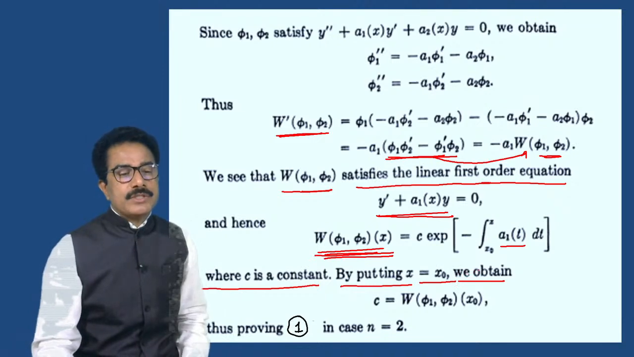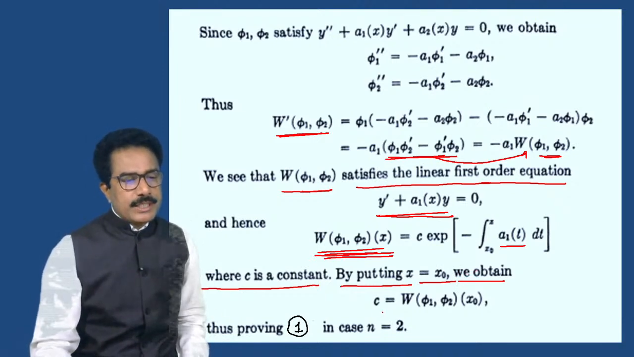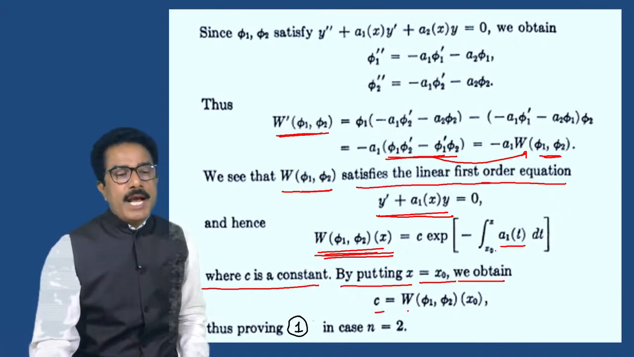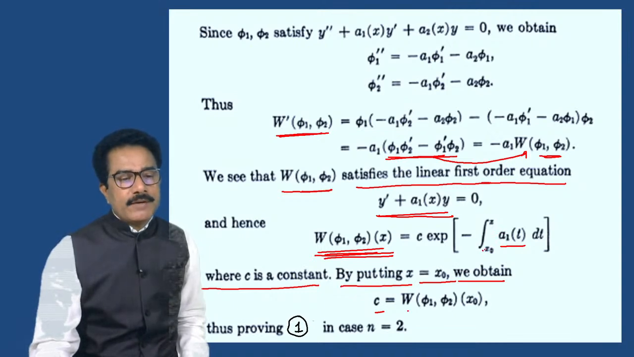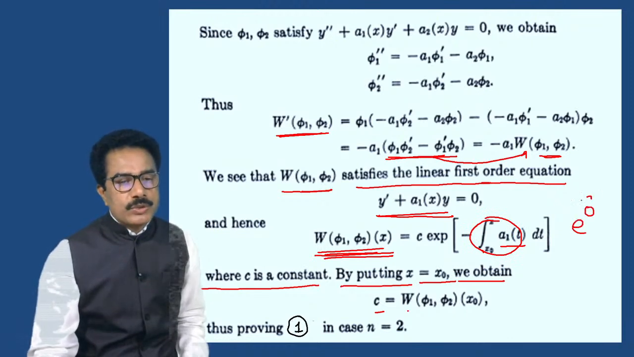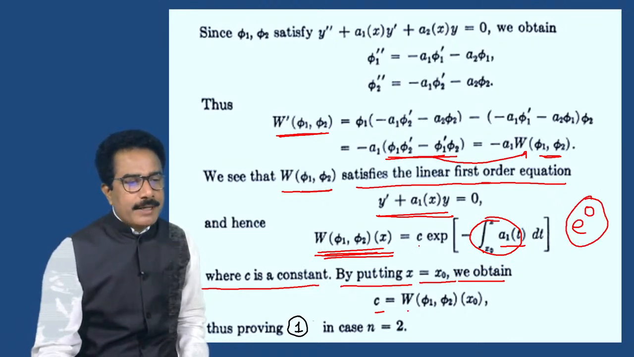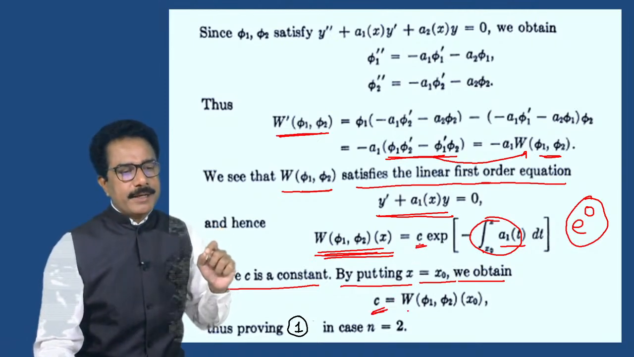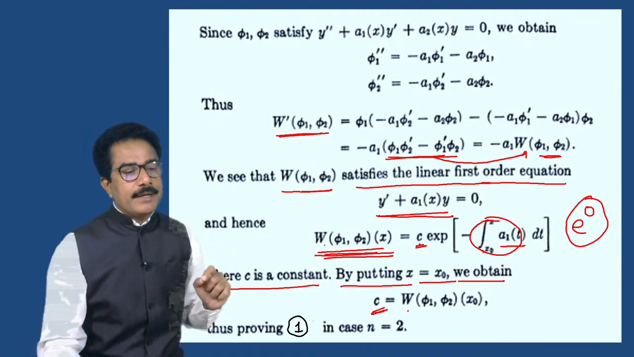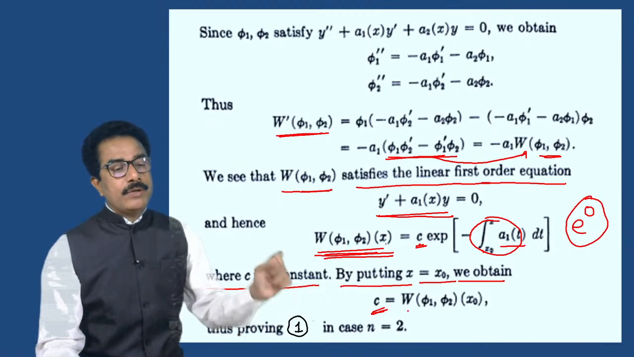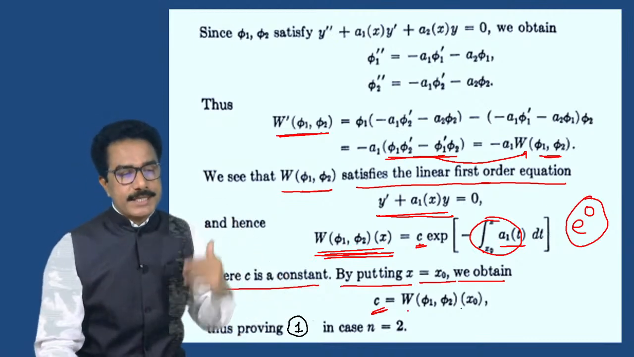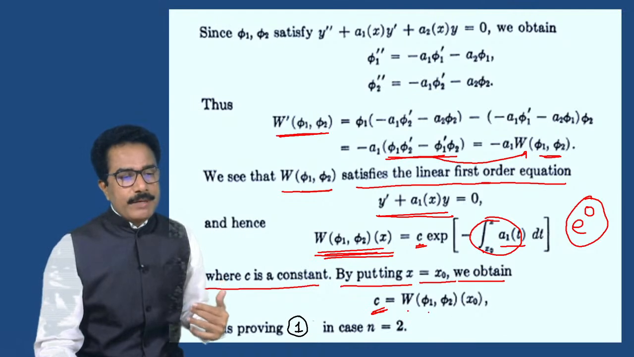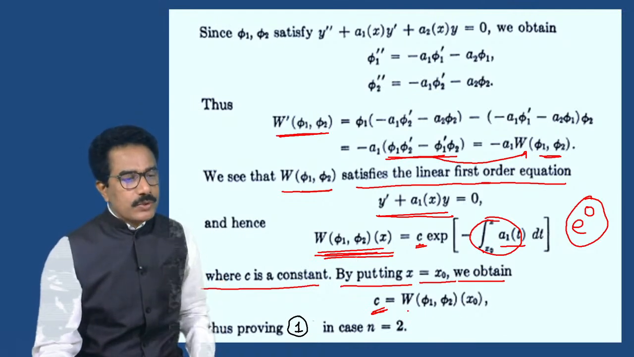If we put x equals x naught, then the value of c is c equals the Wronskian of phi 1, phi 2 at x naught, because if x equals x naught, then the integral from x naught to x naught gives 0. So the value of e raised to 0 means 1. So the left side becomes only c, and the right side becomes the Wronskian of phi 1 comma phi 2 of x naught, because we have to put x as x naught. So c will be the Wronskian at x naught. So we get the relation.